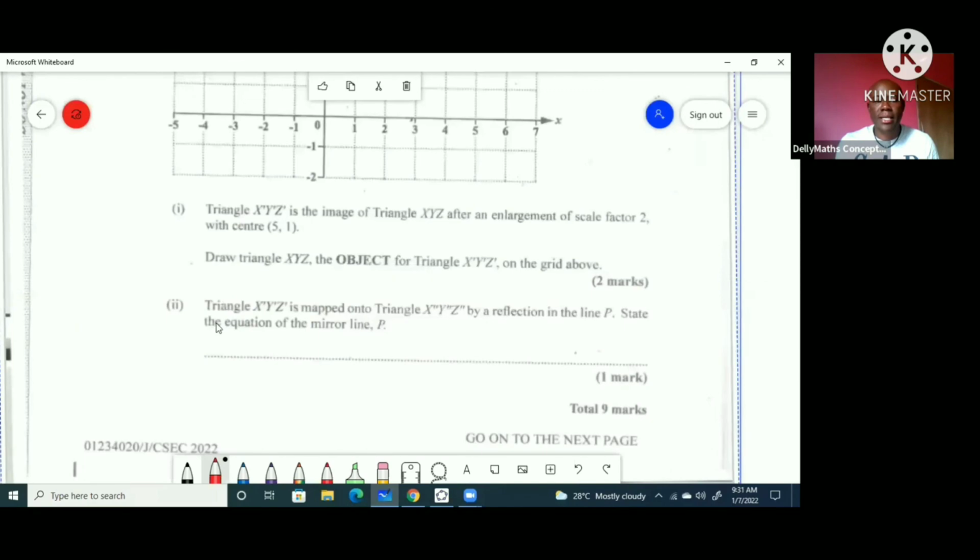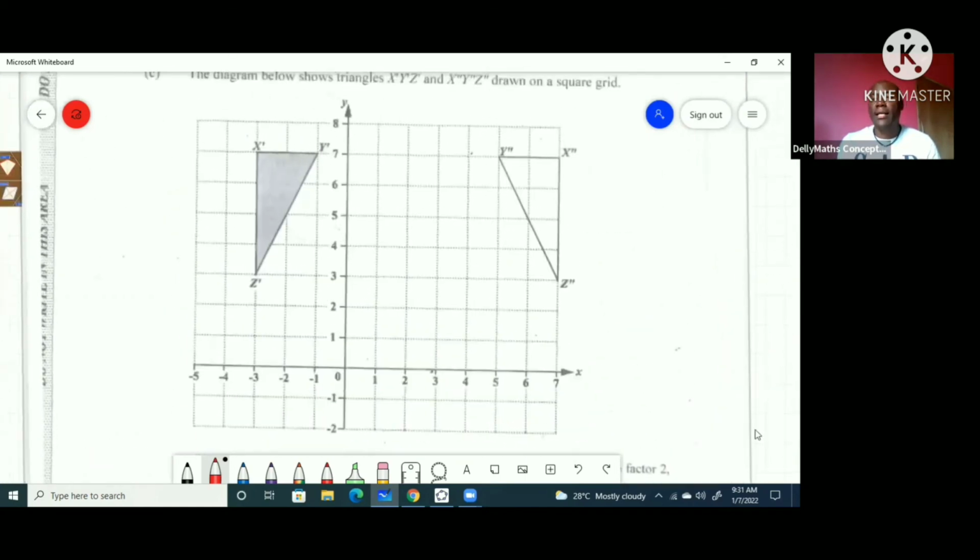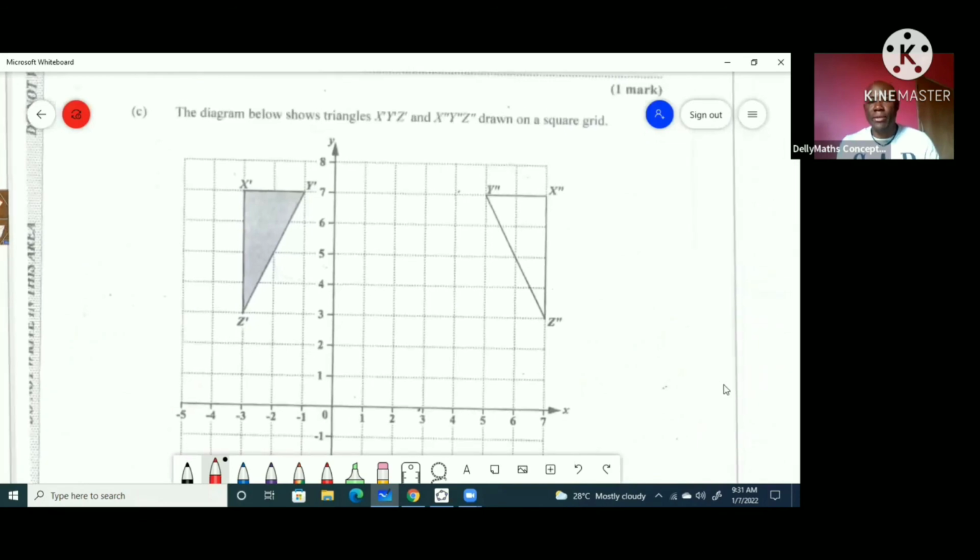The next question says, triangle X', Y', Z' is mapped onto triangle X'', Y'', Z'' by a reflection in the line P. State the equation of the mirror line P. So we were already told that there was a reflection in the line P, but what we know about reflection is that from the mirror line, corresponding points are equal in distance from the mirror. So you'd have to look at this and create a halfway between.